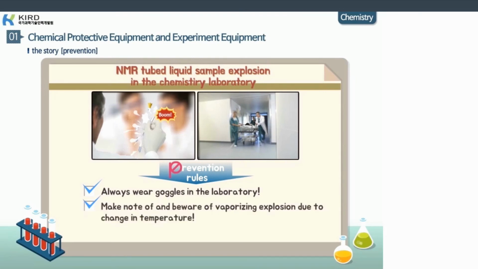Also, possible vaporizing explosions must be taken note of in an area where experiments are conducted repeatedly in low temperatures and room temperatures. Lastly, laboratory safety accidents can pose a threat to someone not only by his or her own mistake, but also by others. Therefore, everybody participating in the laboratory must abide by the safety rules. Please remember that laboratory safety accidents can be fully prevented depending on whether you have followed the prevention rules or not.